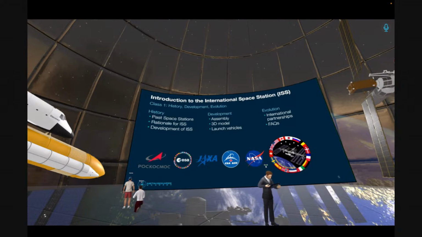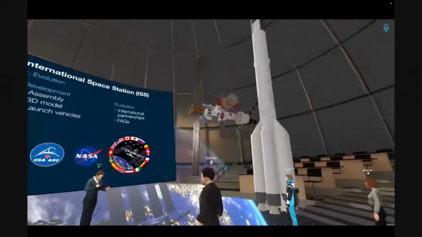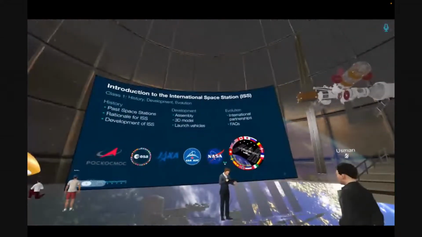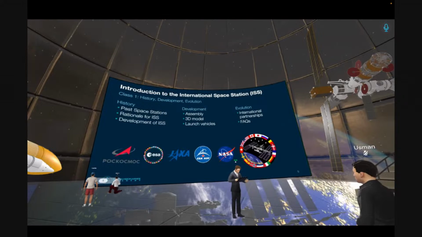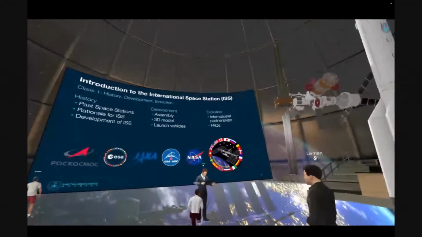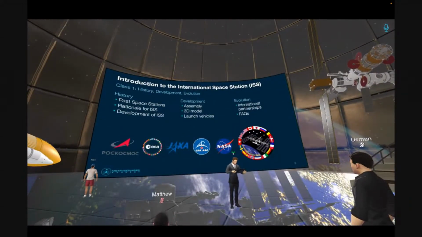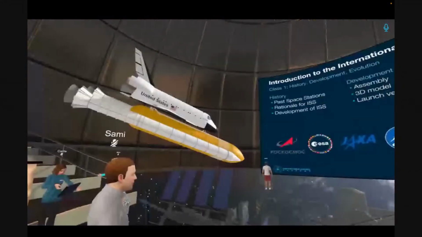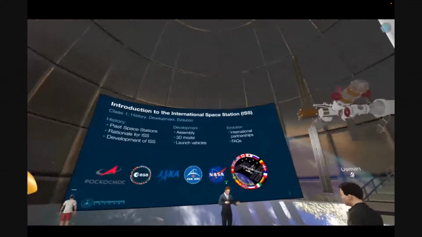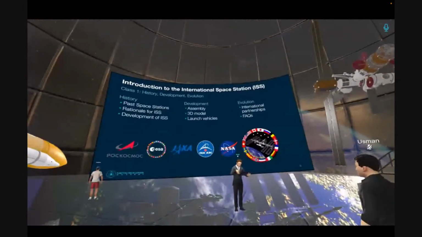Can anyone read Russian? Roscosmos. Yes, Roscosmos is a major partner. The second space agency is ESA, the European Space Agency. The third space agency is JAXA, the Japanese Space Agency. The fourth is CSA, the Canadian Space Agency. And the last is NASA, the US Space Agency. And all of these partners combined efforts to operate the International Space Station.